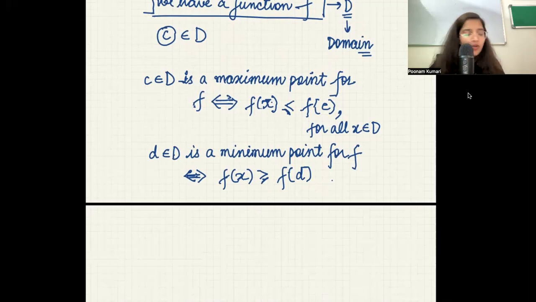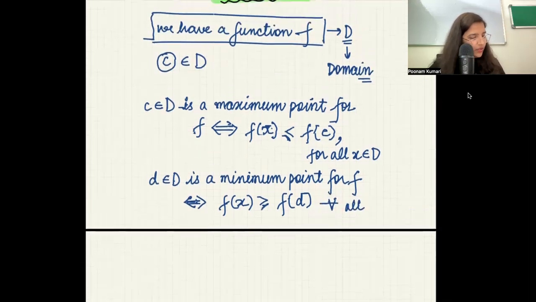It should basically be your lowest value. When you put for all, this is basically the symbol for all, x which belongs to your domain. So this particular condition should be satisfied for all x's, right? Why are we putting equal to x value?